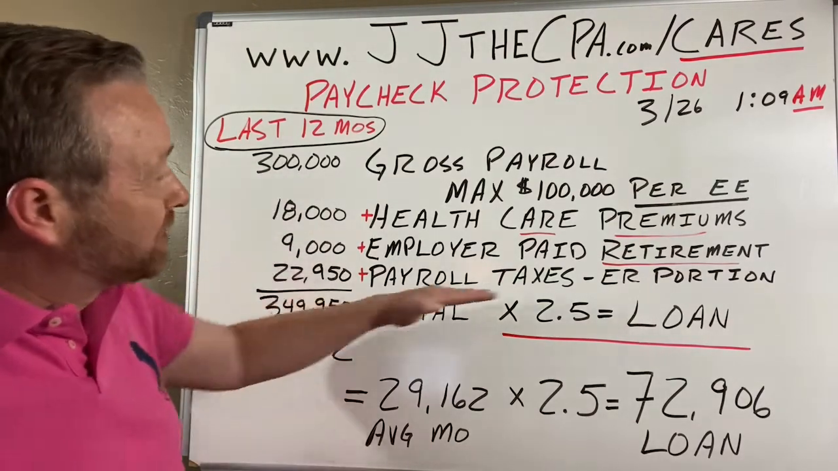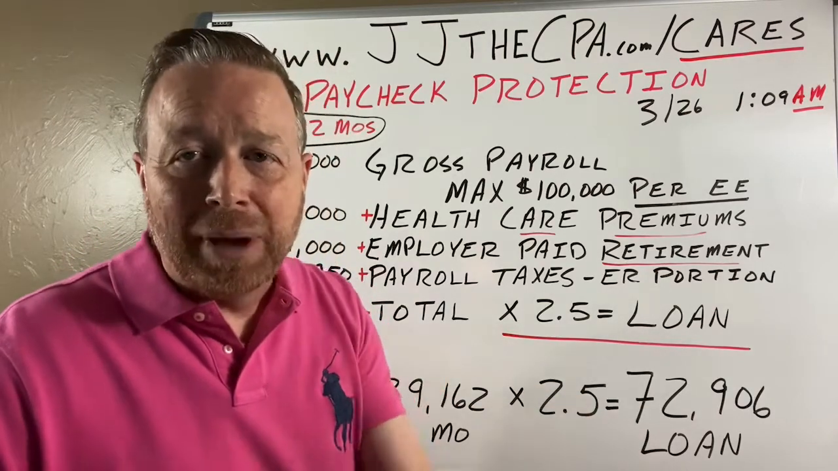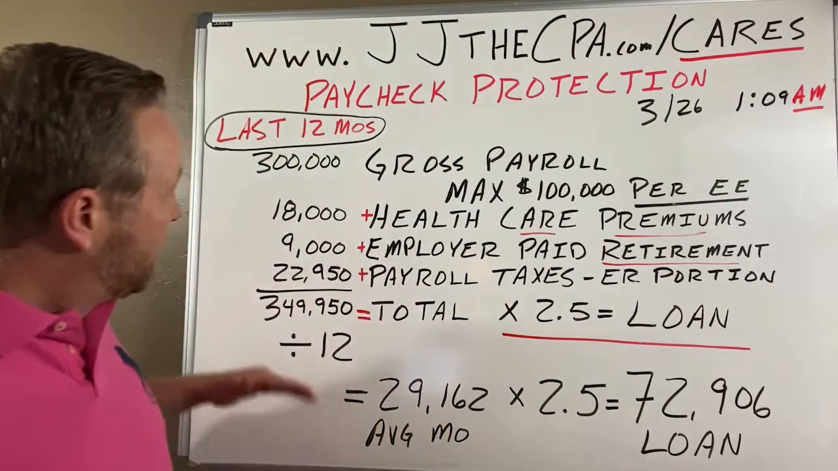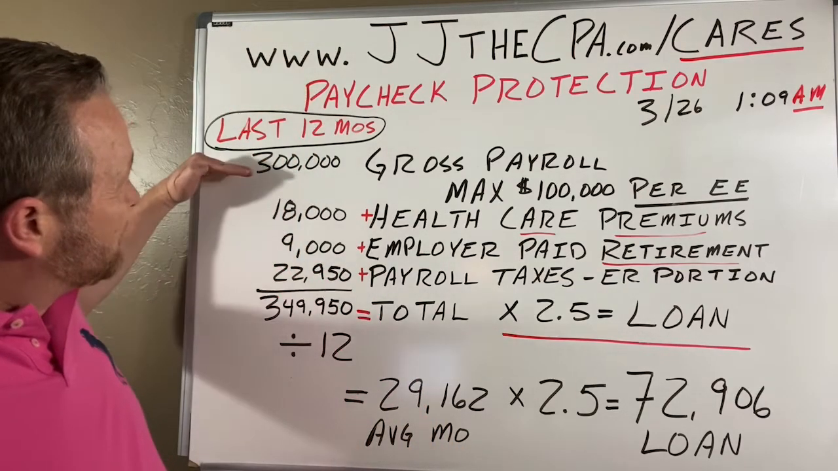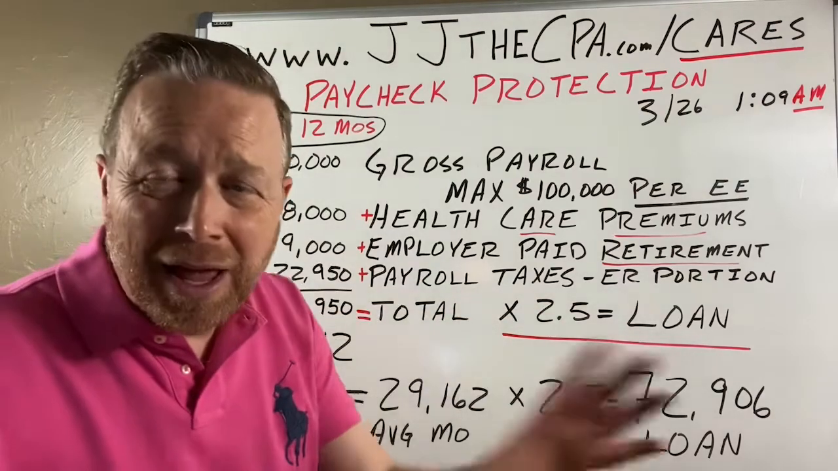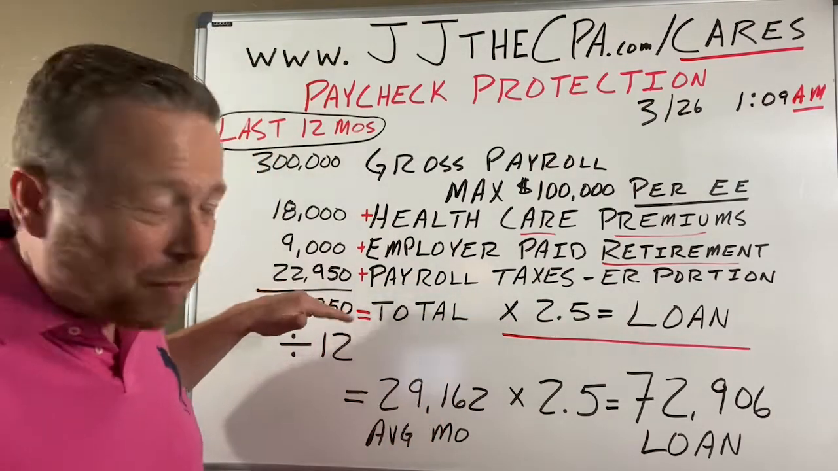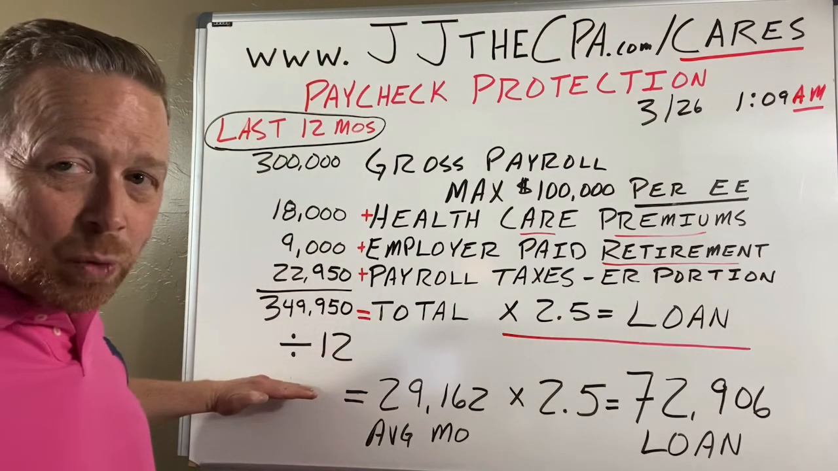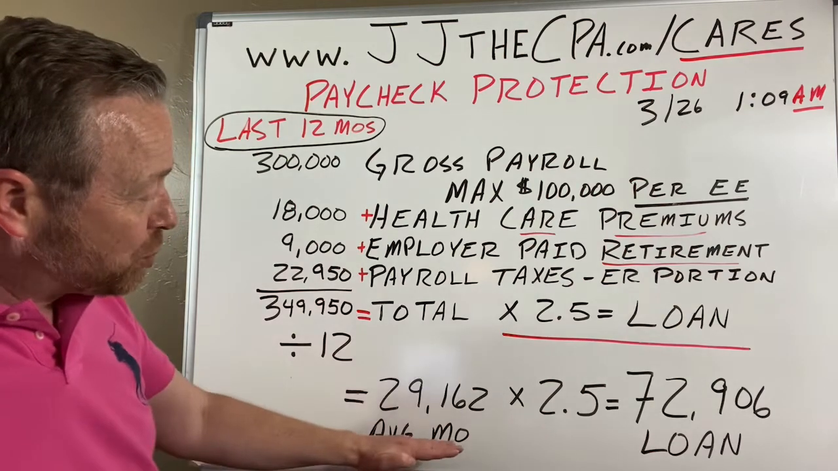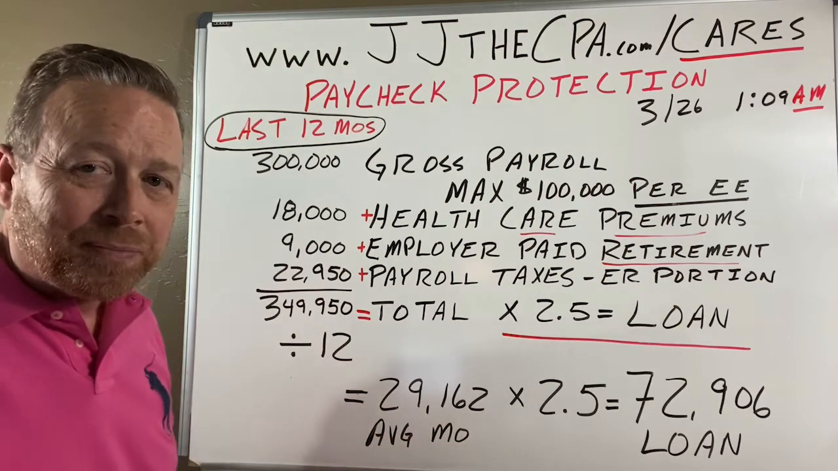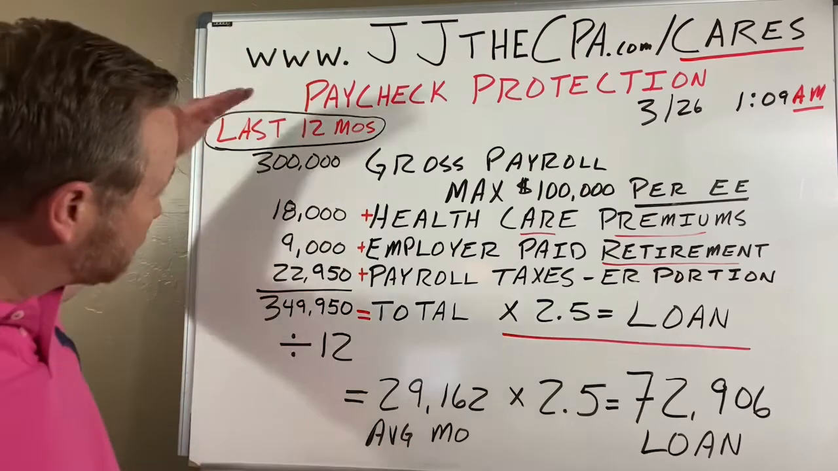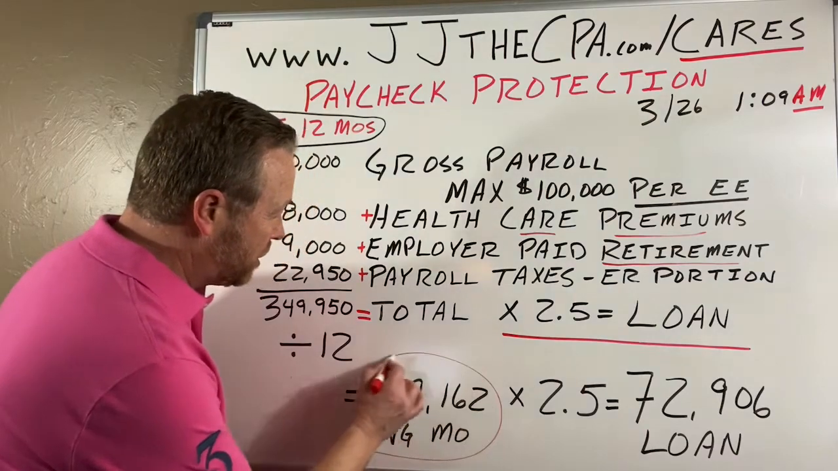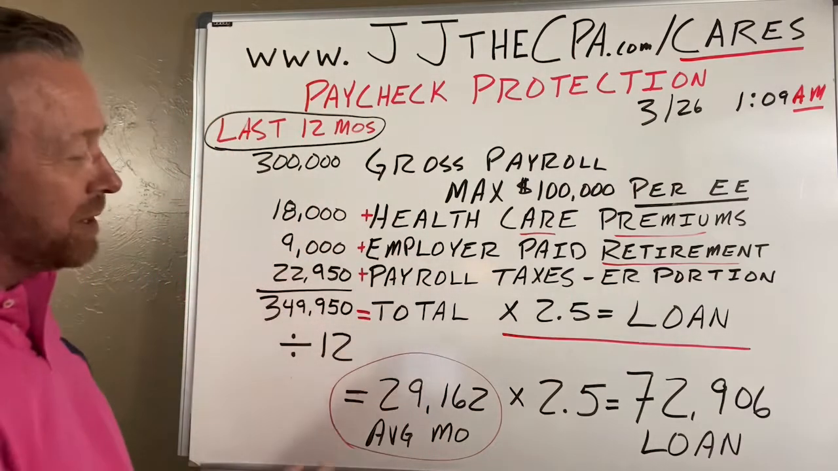The payroll tax, okay? This is not the employees' payroll taxes, okay? This is the employer's payroll tax. That is gonna be 7.65% of this. And there's some other stuff that this will go up a few bucks, okay? But the total of that divided by 12 gives you 29,162 as the average month. So it's just all these costs divided by 12 says this is now the average monthly cost of all these things.